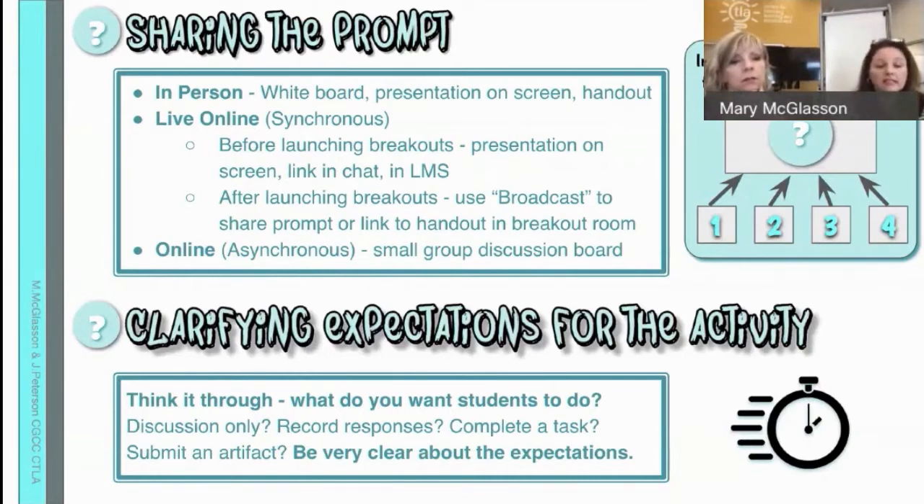Are they just going to discuss it like you guys did in the last session? Are they going to record their responses on a worksheet? Are they completing a task? Are they turning anything in? Are they submitting an artifact? So those are some things for the instructor that you really want to think through.